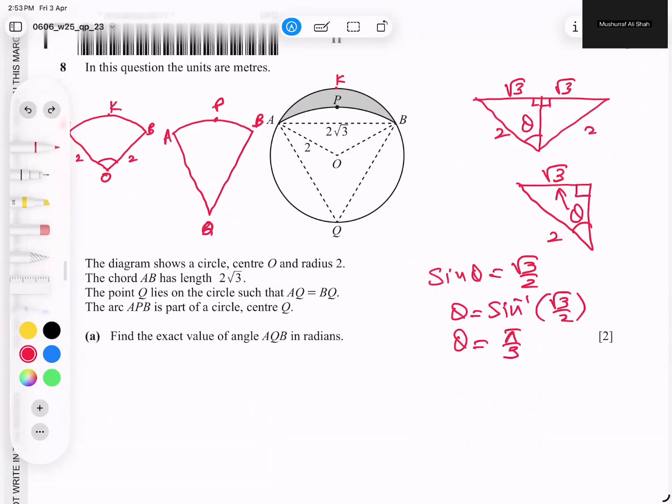So the full angle I label as beta. Okay, I call it alpha even, no problem. So alpha is equal to what? 2 times pi by 3. I got alpha as 2 pi by 3.